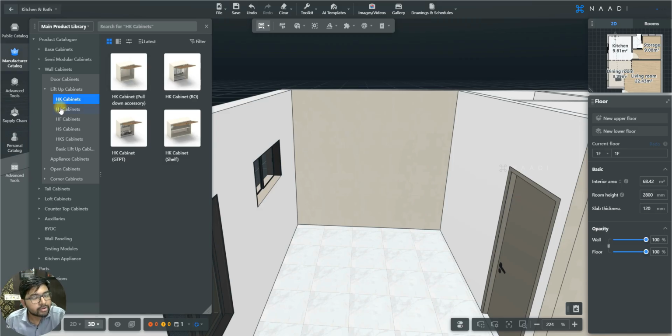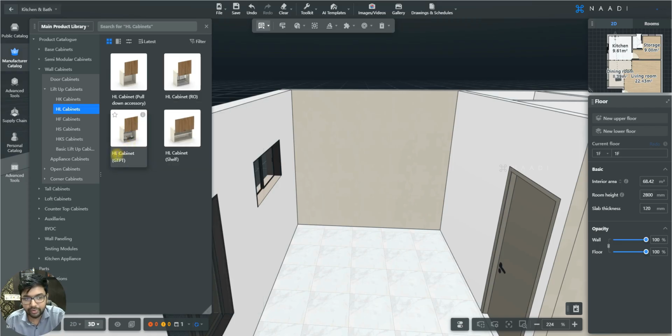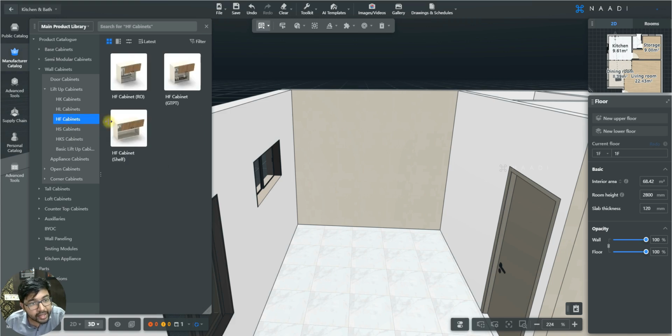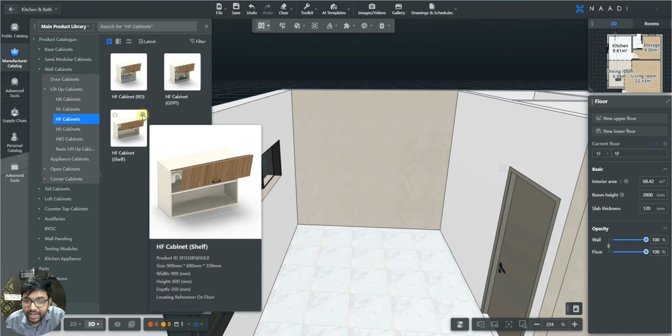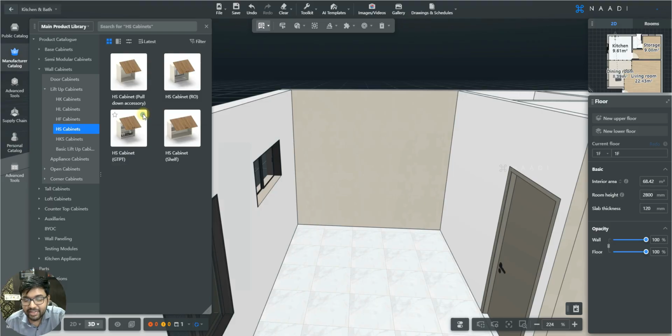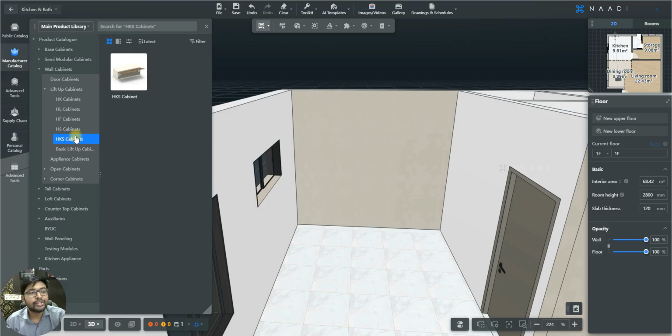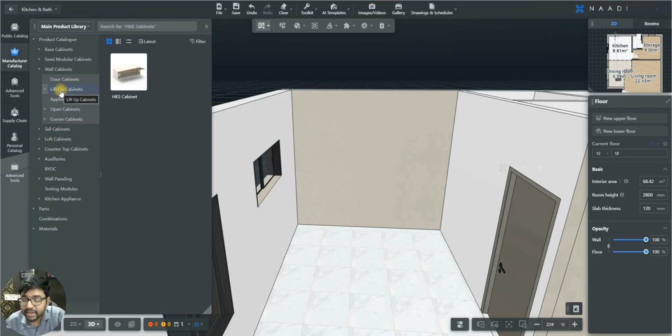Okay. So then comes in your HL cabinets. Now can you see the HL? It is like a parallel lift up which is happening, right? It is completely different to your HK cabinet lift up, right? And here also you will find your GTPT, shelf, RO and accessory. If you are looking for HF, can you see HF has a completely unique lift up system. It is like a bifold lift up. And then comes in your HS, which has a different lift up system. And last is your HKS. Okay. So we've cataloged different types of lift up cabinets and its subcategories. So you can precisely select it and place it based on your requirement.